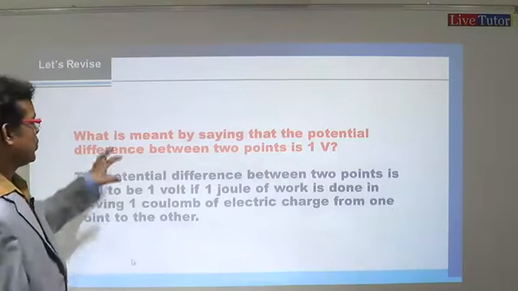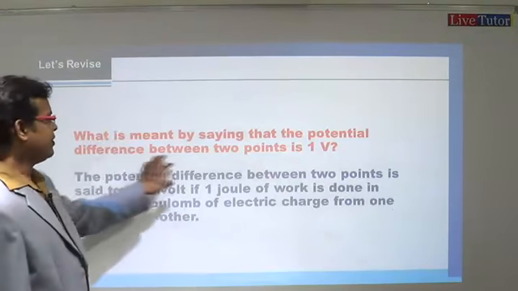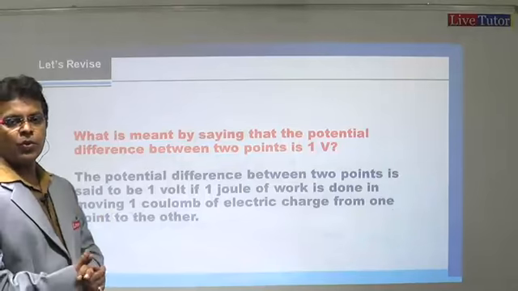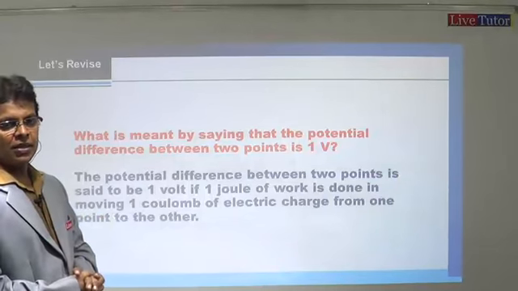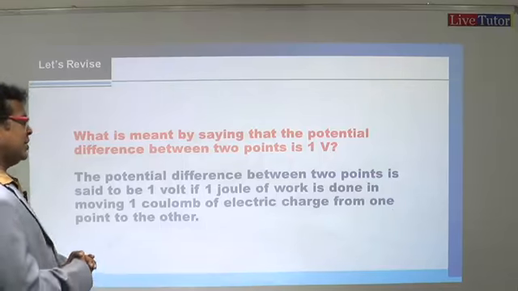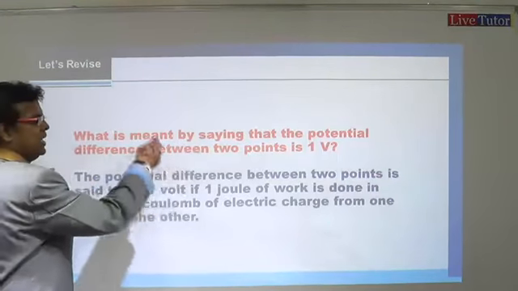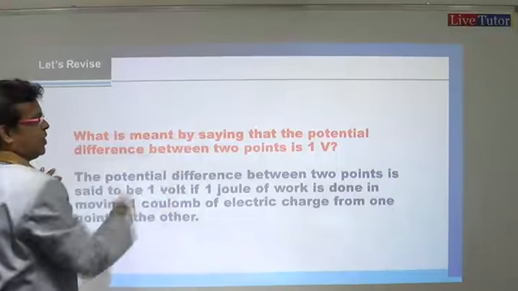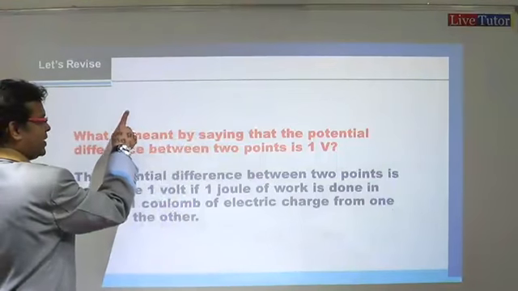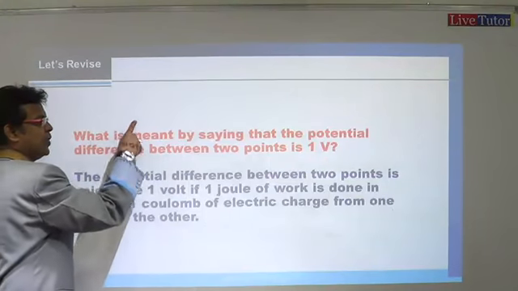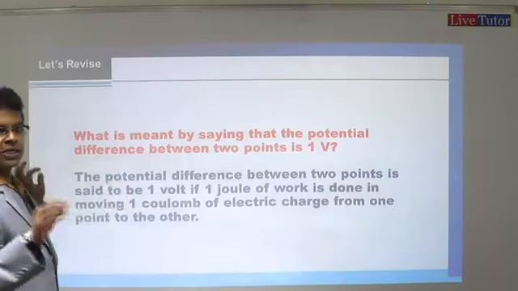Next one is, what is meant by saying that the potential difference between 2 points is 1 volt? The potential difference, voltage, is 1 volt. What do you mean by that? It is nothing but this: the potential difference between 2 points means there are 2 different points between which we require some amount of work to be done so that a charge can travel from one point to the other point. That is what it means.